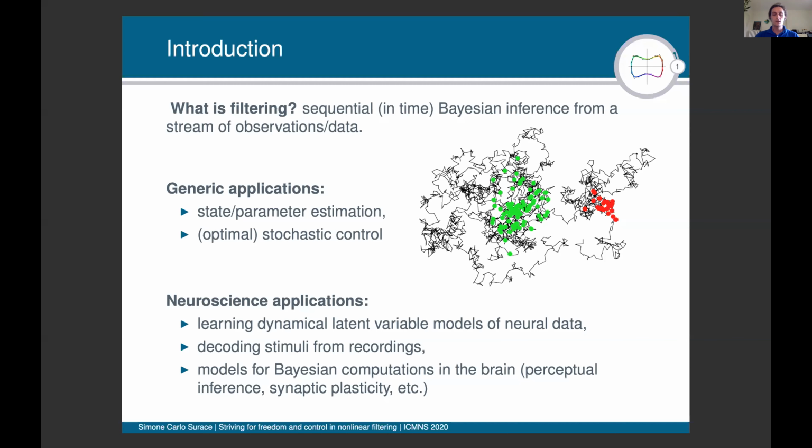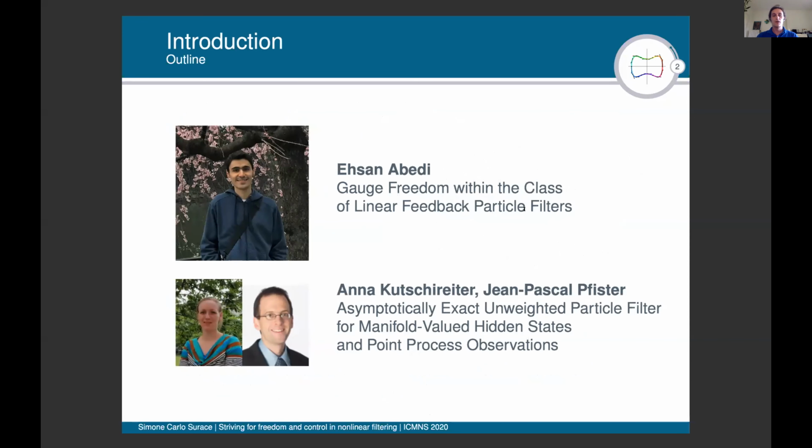And one application which our group has also been working on, and others, would be as a model for Bayesian computation in the brain, for example, for perceptual inference or synaptic plasticity. So in my talk here, I will focus on unweighted particle filters, which have been one of my main interests over the last years. And I will present two recent projects.